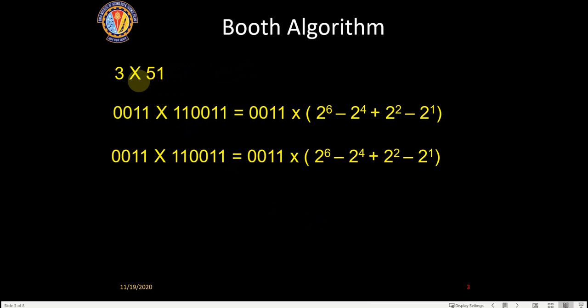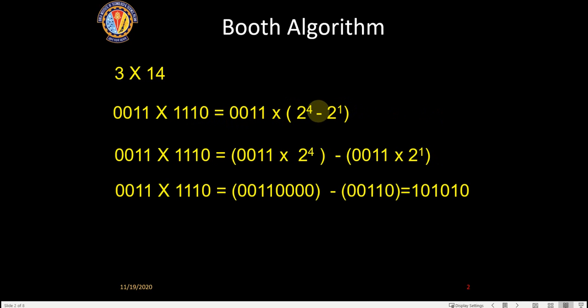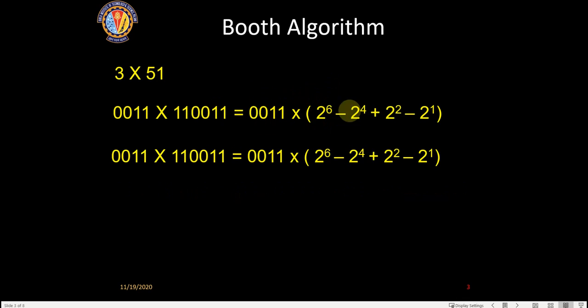Now I am taking one more example here, 3 into 51. So this is 51. In the previous case, why did I write 2 to the power of 4 and 2 to the power of 1? Let me explain it here. So 51 is represented like this. This is the sixth digit, it is 1 2 3 4 5 6. I am not starting from 0, mind you, I am starting from 1 here. So there is a 0 also here.